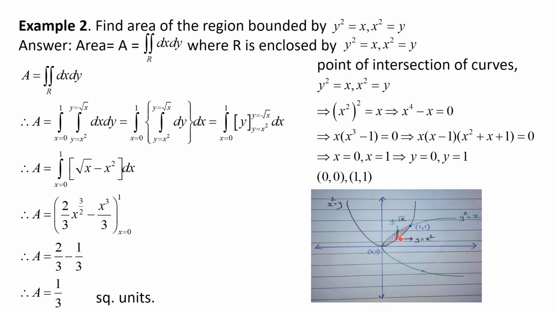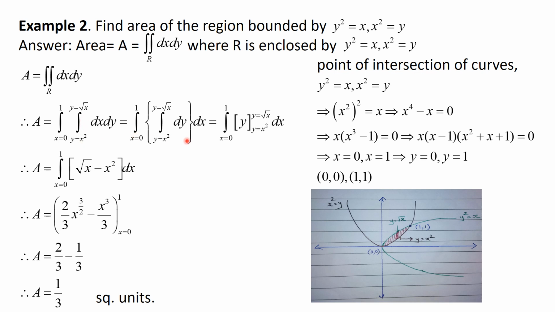So y varies from y equal to x square to the value y equal to root x. So y equal to x square to y equal to root x, and then move this strip from x equal to 0 to x equal to 1, which covers our whole region. And so limits are integral from 0 to 1, y equal to x square to root x, dx, dy.